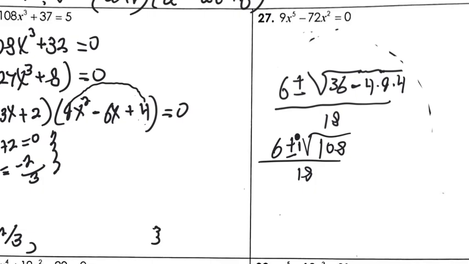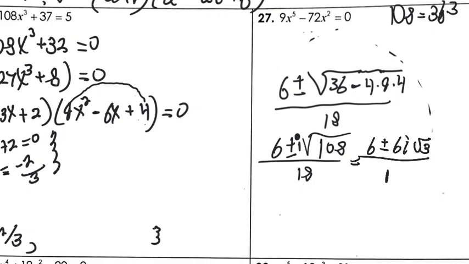So it looks like I've got... I didn't simplify my square root yet. 108, I think, is 36 times 3, right? Let's try it over here. 108 equals 36 times 3. And you can do this on your calculator, square root of 108, but I see that I've got 6 square roots of 3. So 6 plus or minus 6i square roots of 3 all over 18. 6 over 18 is 1 over 3.